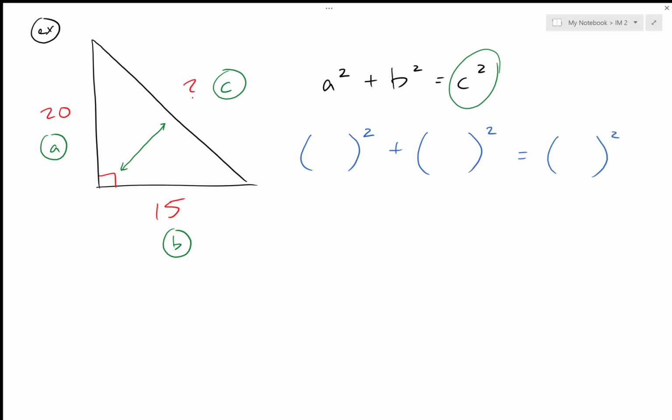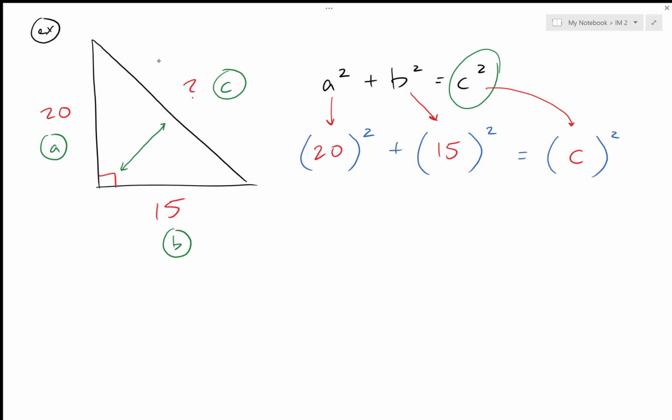Alright. So instead of A, we have A labeled as 20. So I'm going to put a 20 right there. Instead of B, I have that labeled as 15. I'll put 15 there. C, we put a blank, but we don't know what it is, so we can just leave it as C. That's what we're trying to find out. We're going to solve for C.